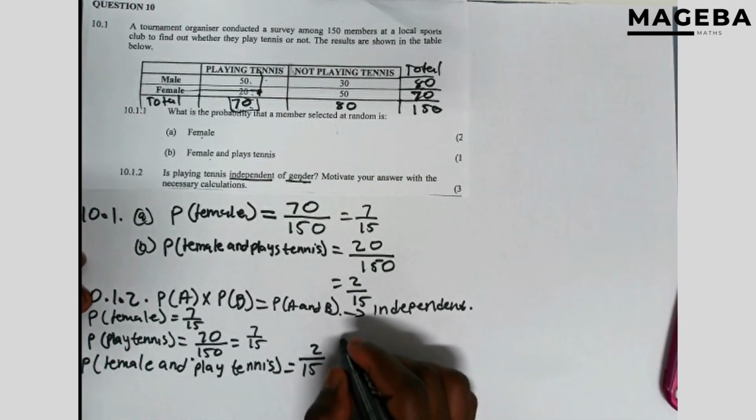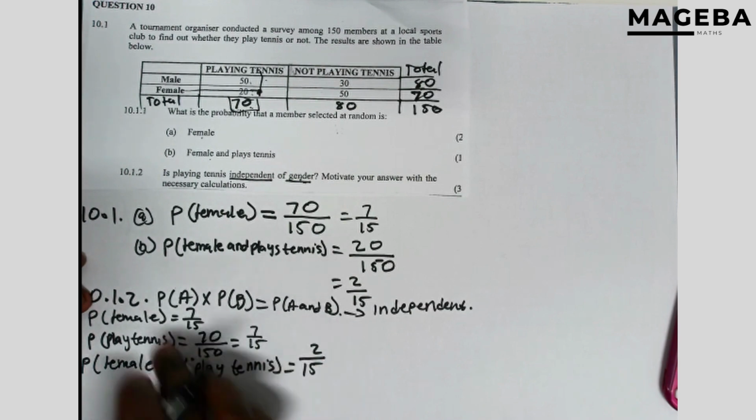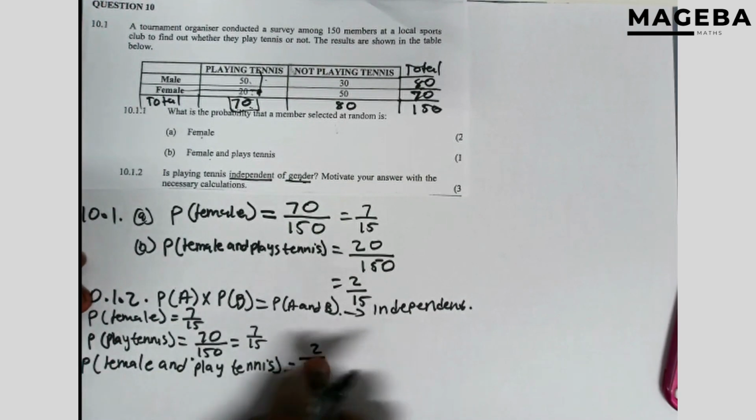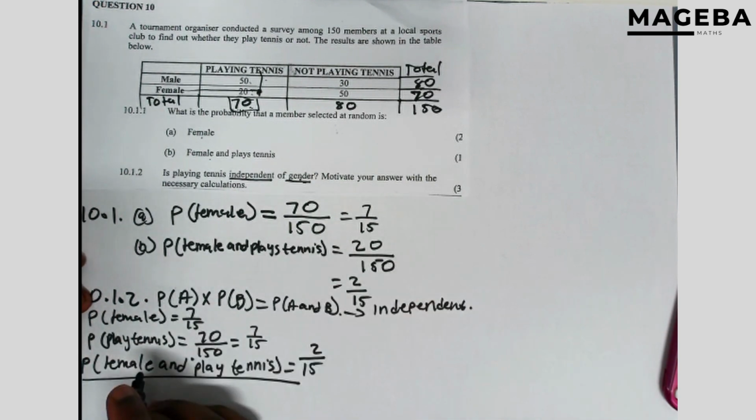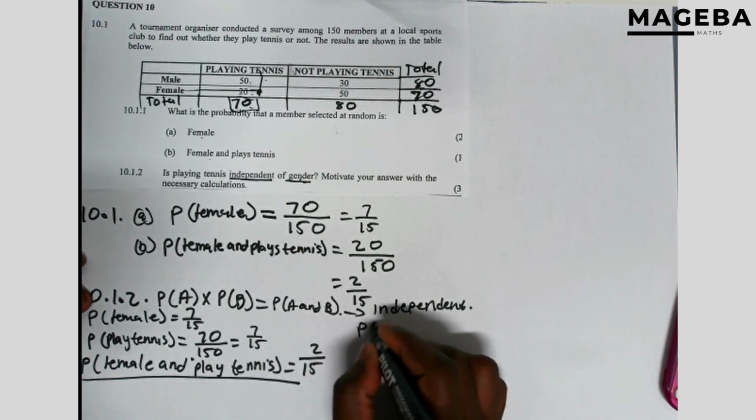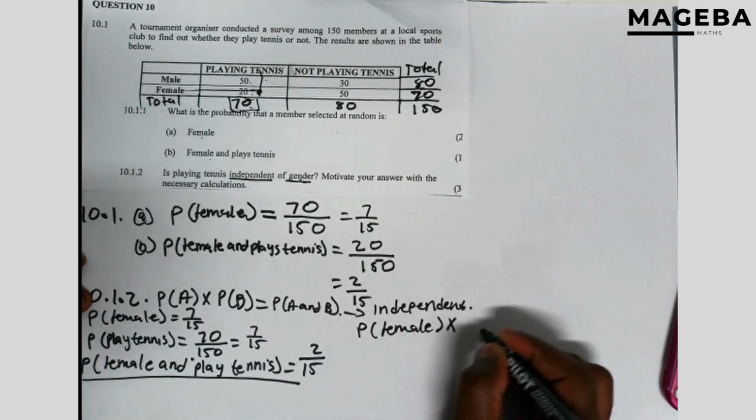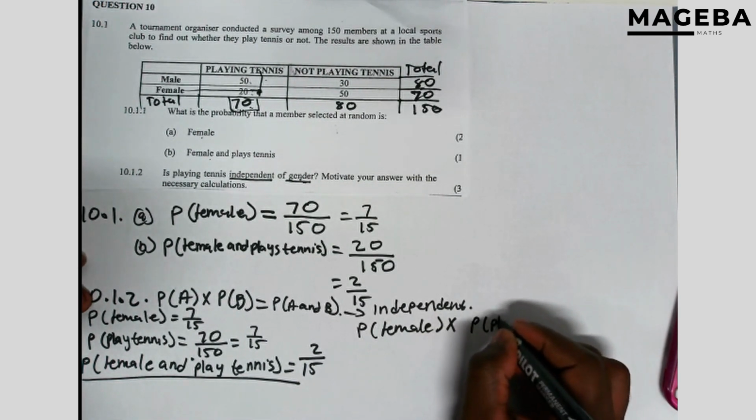Now to prove this thing, we must first multiply the two. Then you can see that multiplying these is gonna be equal to this. If it is equal to this one, then the event is independent. Now let's do that. Probability of a female times the probability of playing tennis.